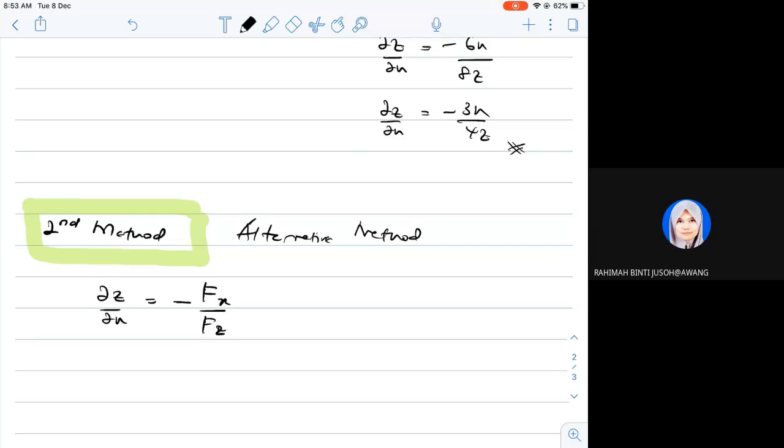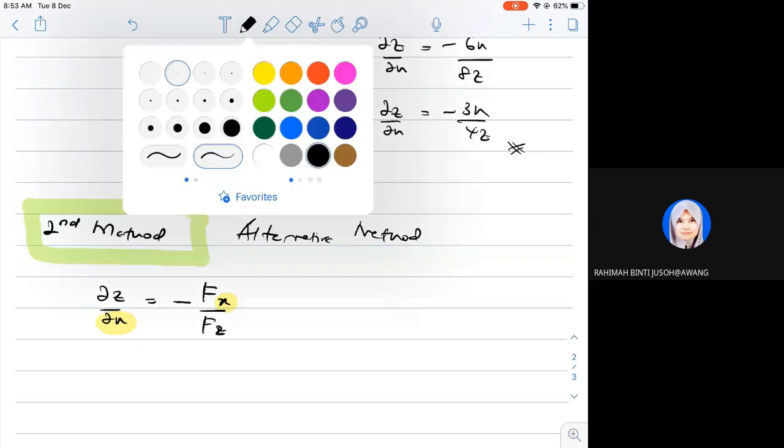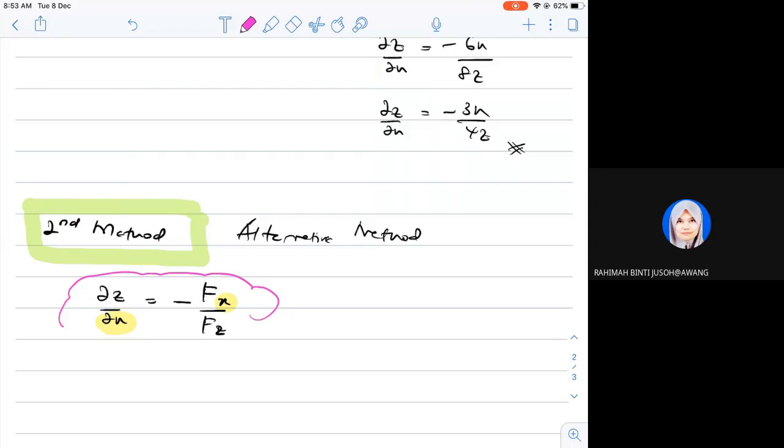Dia terbalik, it switch the position. Okay, kalau tadi x ni dekat bawah, sekarang dia jadi dekat atas lah. Okay, dia terbalik macam tu. Senang je formula dia. Okay, we have this. This is for del z over del x.